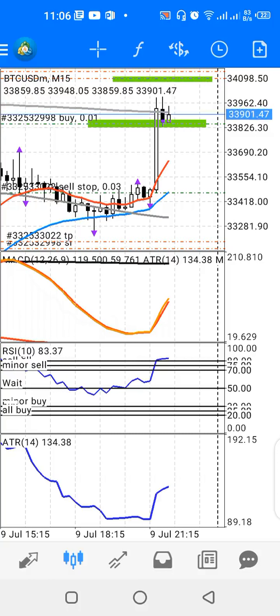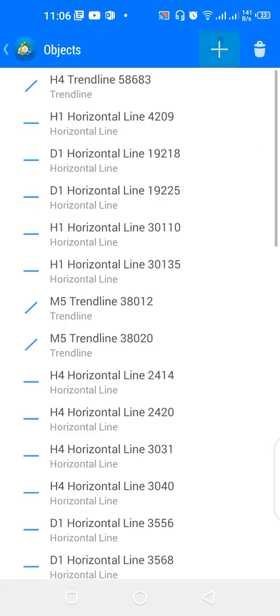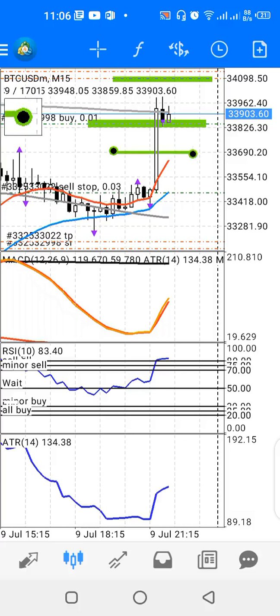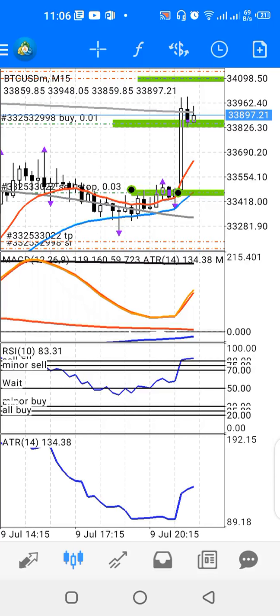But there are times you place your buy trade and price starts to retrace. Instead of Bitcoin versus dollar going up and hitting your take profit, it starts to retrace. So the Grail Hedge strategy involves you placing a hedge trade. A hedge trade is an opposite trade. If you are buying, your hedge trade will be a sell order, or if you are selling, your hedge trade will be a buy order.